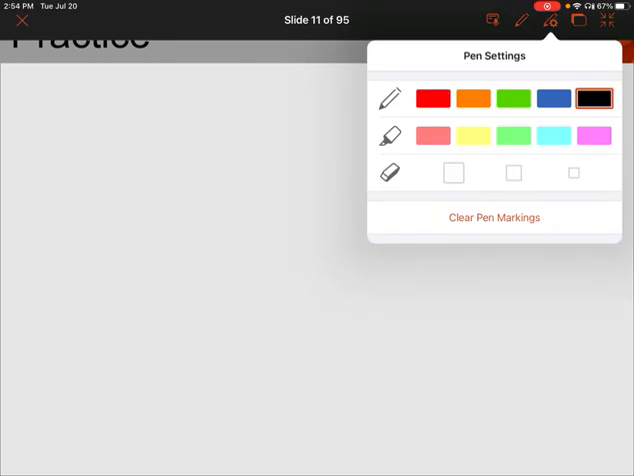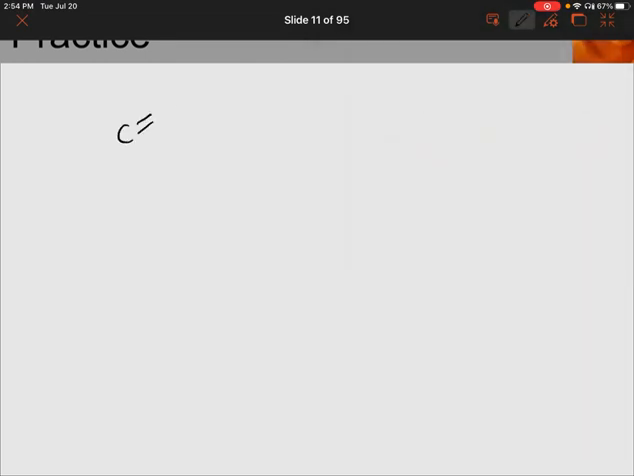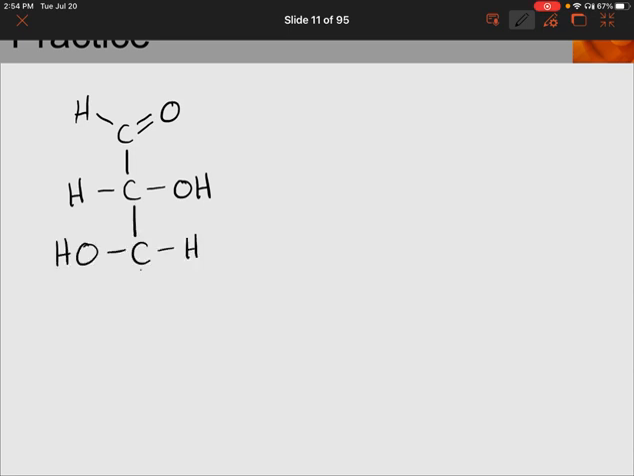So let's practice. Let's practice identifying chiral carbons, so carbons that have 4 different groups attached. And then we'll also practice calculating how many stereoisomers there are, or how many enantiomers there are. So I'm going to give you a molecule. And this will look pretty similar to some of the other molecules we've seen so far. So this is a carbohydrate. So how many chiral carbons are in this molecule?